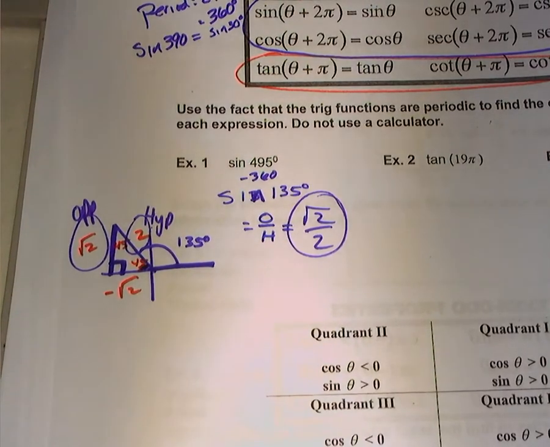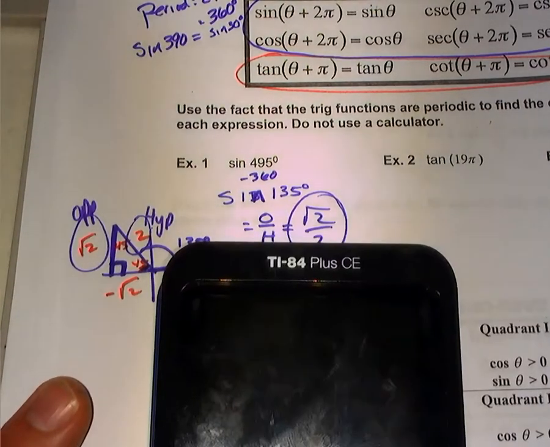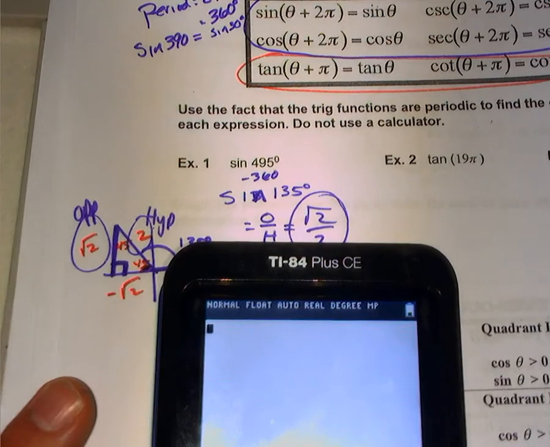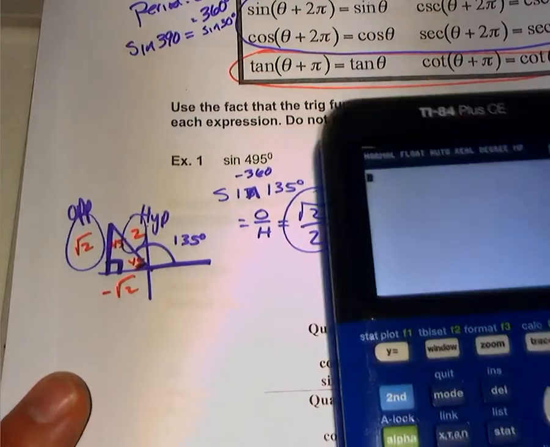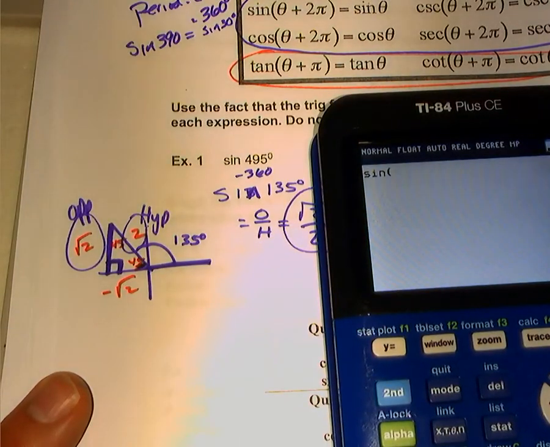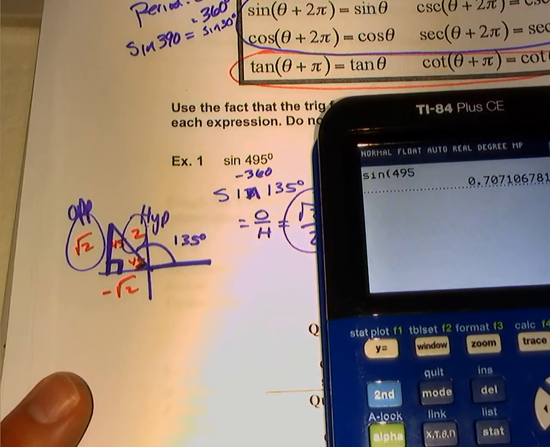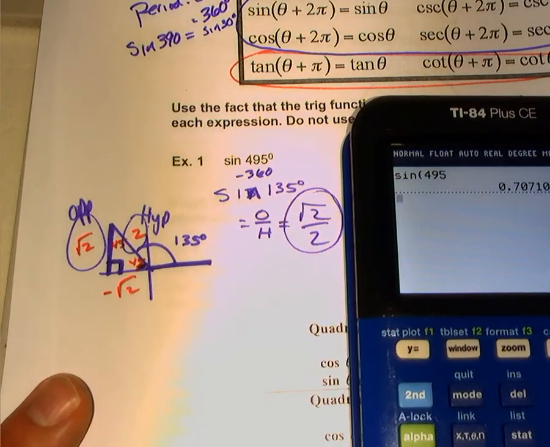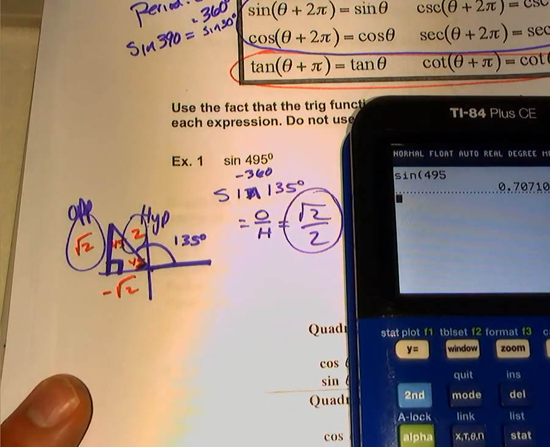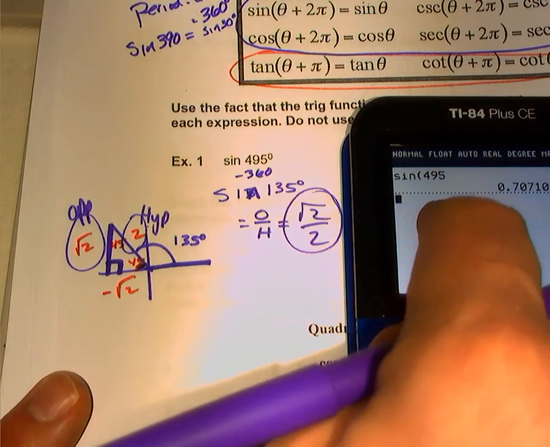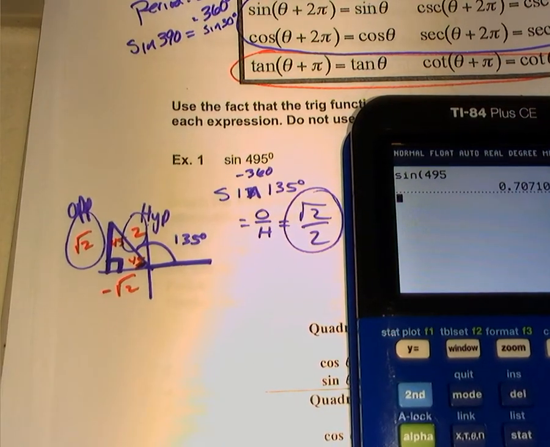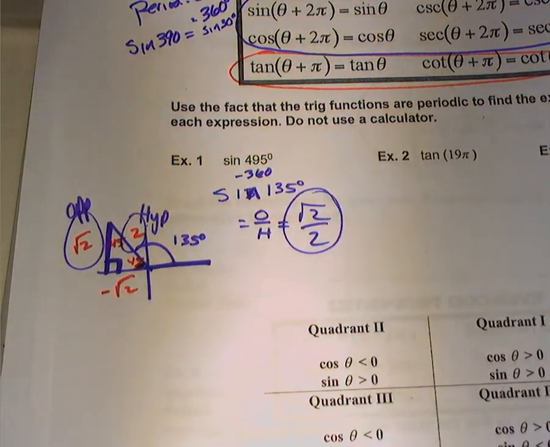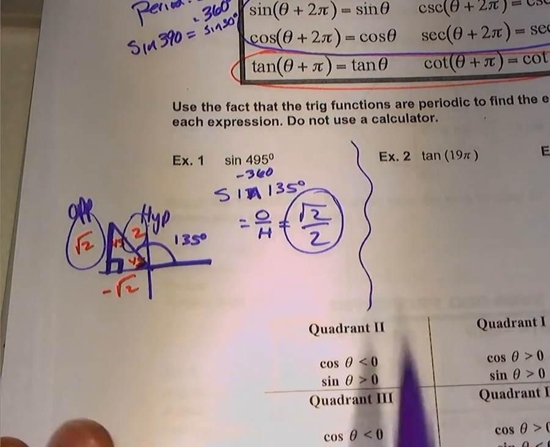So to check my work again, my calculator's in degrees. If I type in the sine of 495 and press enter, I get that, right? Well, that is, if I type in root 2 divided by 2. So now I've checked my work, okay? This is how I check my work, not how I do my work. Any questions there? I got to see the reference triangle, see what you're doing.